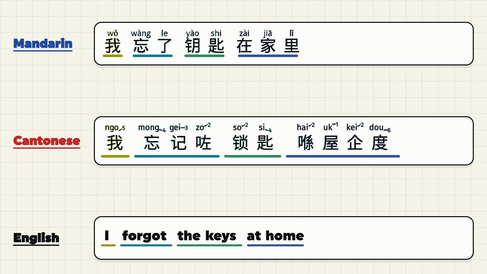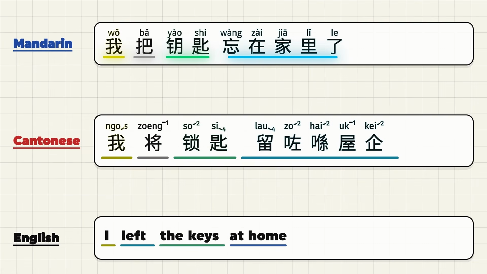So here's an example: I forgot the keys at home. 我忘了钥匙在家裡. In Cantonese, 我忘記咗鎖匙喺屋企度. Now this structure sounds really unnatural in Chinese. A native speaker wouldn't say it this way, but they'd use the 把. 我把钥匙忘在家裡了. In Cantonese, 我將鎖匙留咗喺屋企. So 我 means I. 把 and 將, that's basically the special particle that we're talking about here. In Mandarin for key, they use 钥匙. In Cantonese, we use 鎖匙.